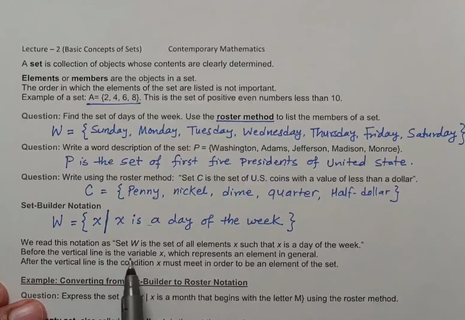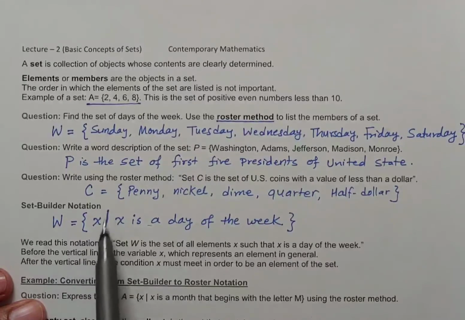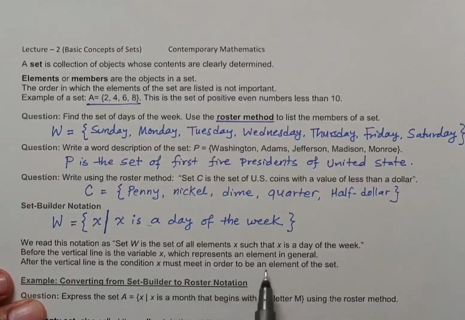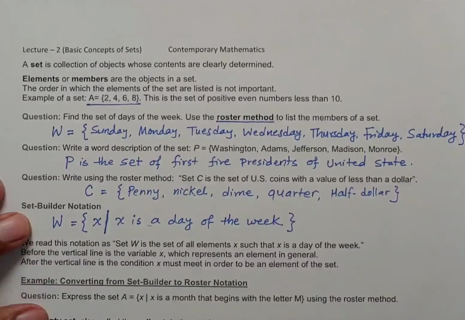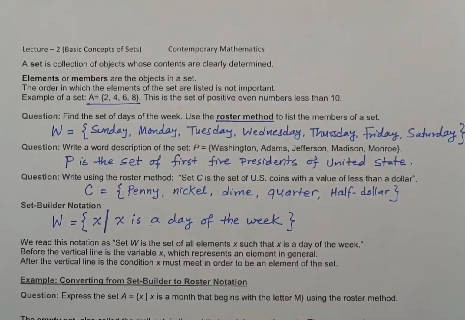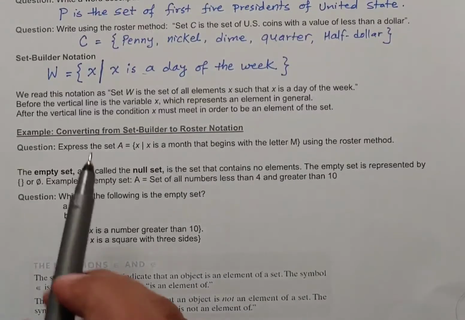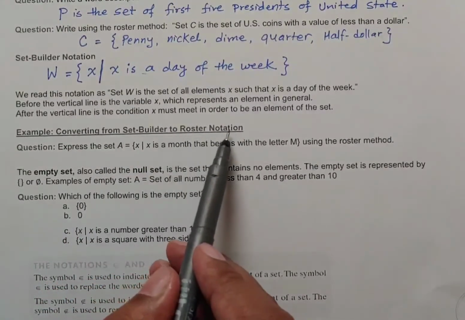Before the vertical line, there is a variable X, which represents an element in general. And after the vertical line is the condition that X must meet in order to be an element of the set. So this is just the description of what we write in here. Now the next thing is converting from set builder to roster notation.